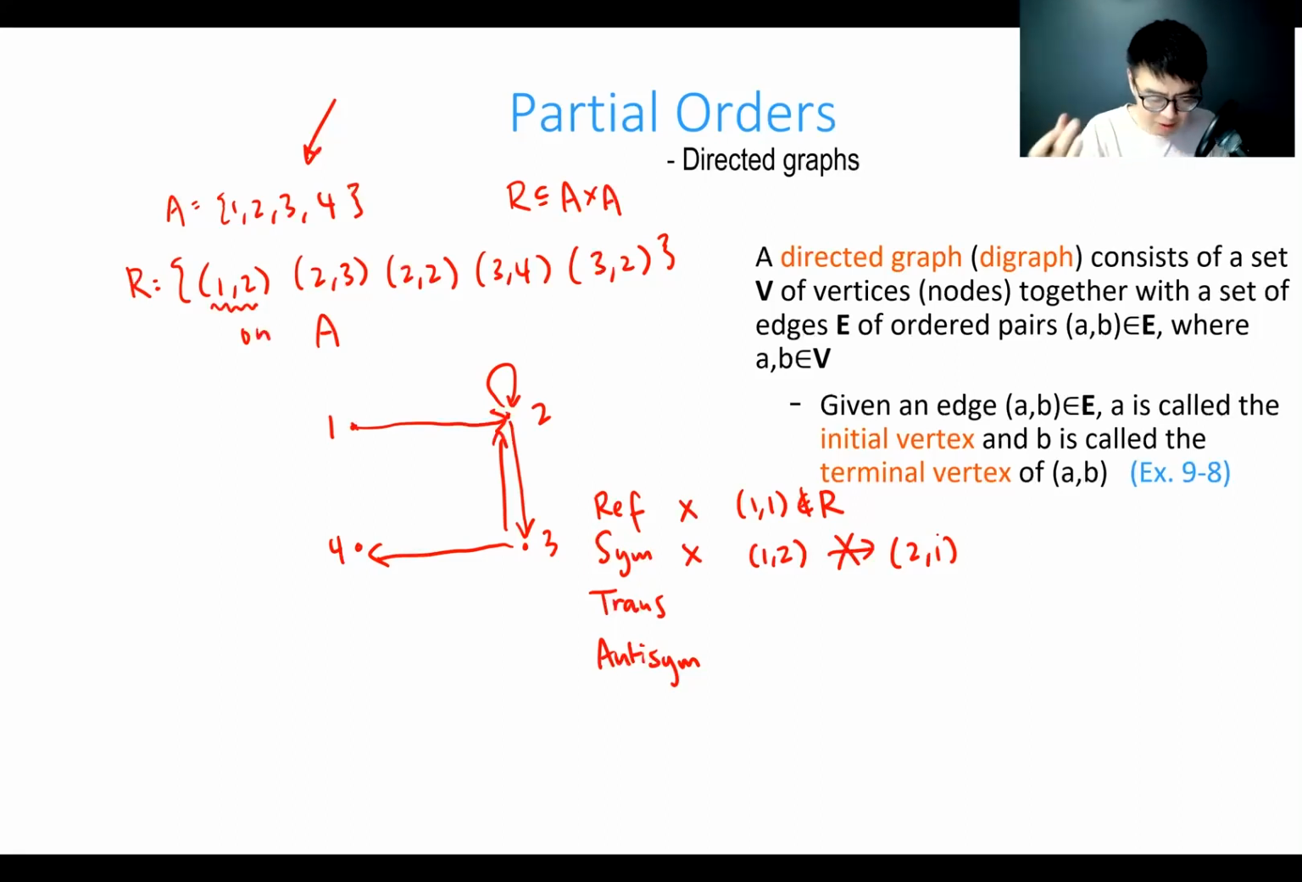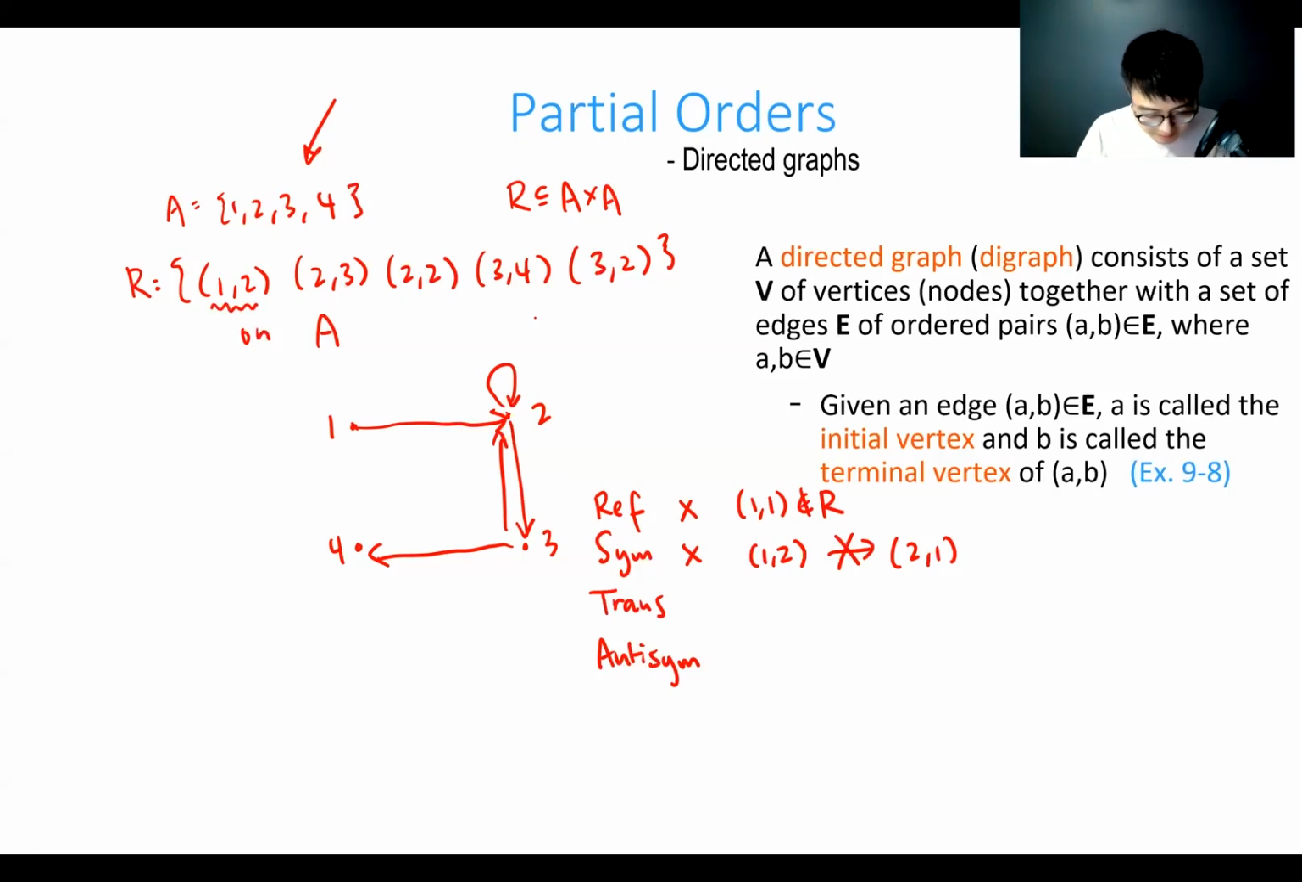Now, you might argue, wait a minute, what about 2, 3, and 3, 2? That's symmetric, but is everything symmetric? Because what the symmetric property means is that everywhere in the graph, you must see returning arrows. Now here's another point. I don't see an arrow between 1 and 4. Is that a counterexample for symmetric? And the answer is no, because remember, symmetric means if I see 1, 4, then I see 4, 1. But I don't need to see arrows in between. So just keep that in mind.